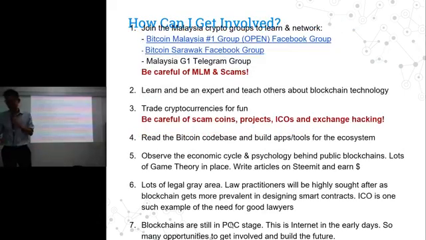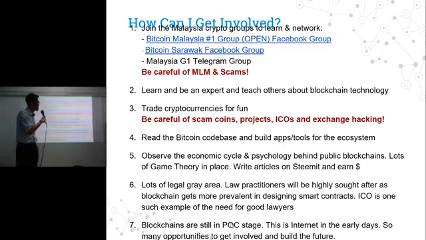So yeah, I guess there's a lot of new guys here. So how do you get involved? There are the Malaysia crypto groups: Bitcoin Malaysia, the number one group on Facebook, and the Bitcoin Sarawak Facebook group. There's a G1 Telegram group that's very active. You can get a lot of information on scams. There are so many scams out there in the market.